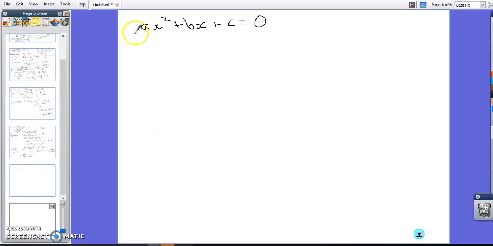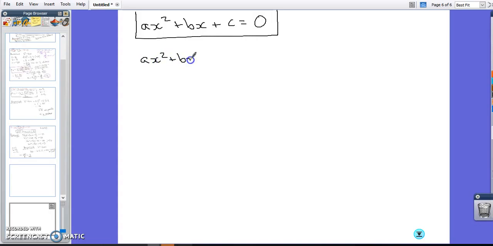Okay, so I said for my bonus video this week that I would show you how to derive this formula that we have from the general form. So the question is, how do we find an x that solves this equation? Well, the first thing I'm going to do is rearrange the equation.